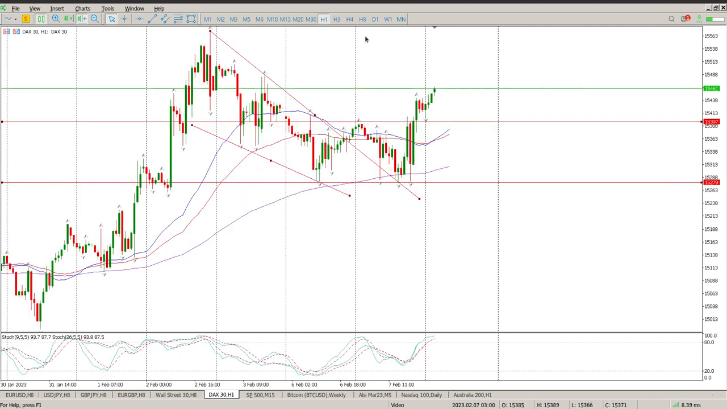If we drop down to the hour, you can see there's the political noise there. Sideways, sideways, sideways, broken out. So that is my structure. I'm looking for a retest of 15,397 and looking for a move to the upside.